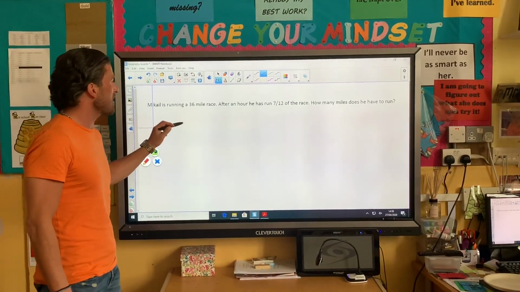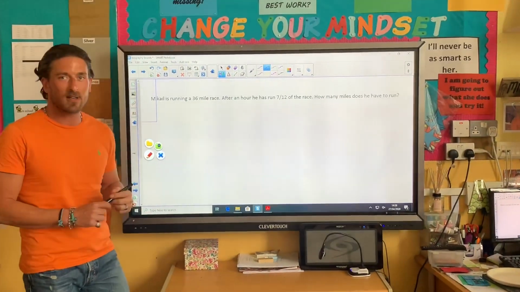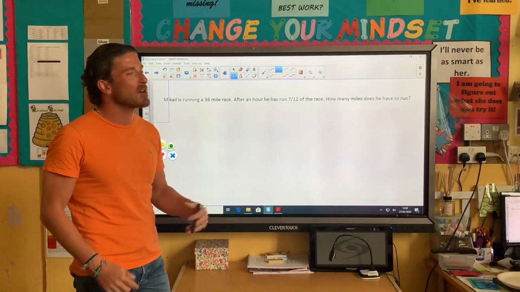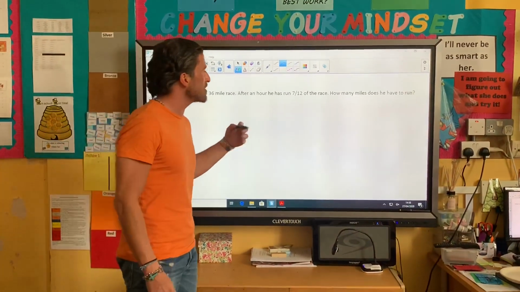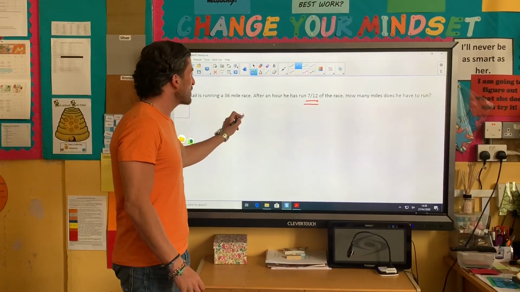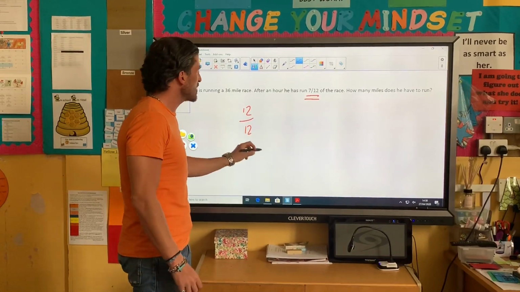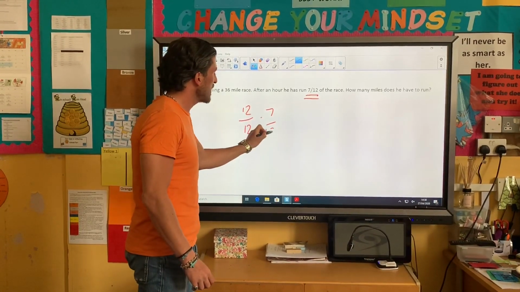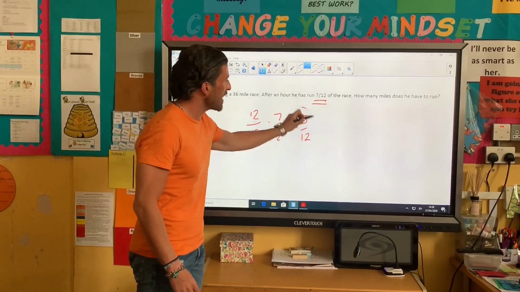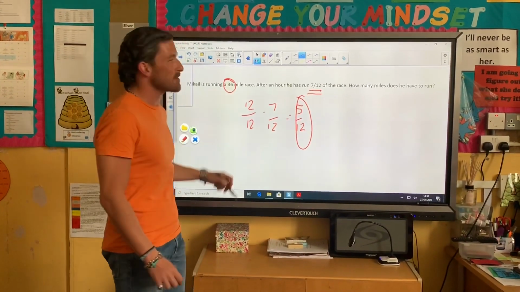The car is running a 36-mile race, very ambitious. After an hour, he's run 7/12 of the race. How many miles does he have to run? So if I were doing this one, if I know that he's already run 7/12, I know that 12/12 will be the entire race. So if I get rid of those 7/12, I know that he has 5/12 left to race. So essentially, I'm going to work out 5/12 of that 36-mile race.